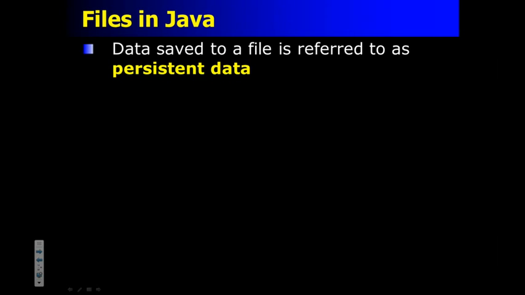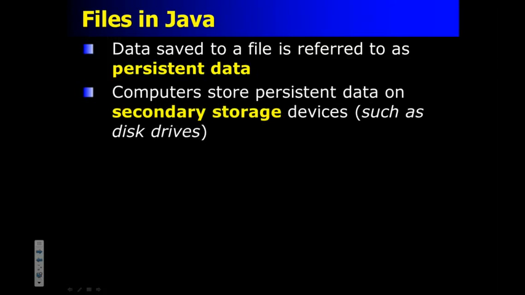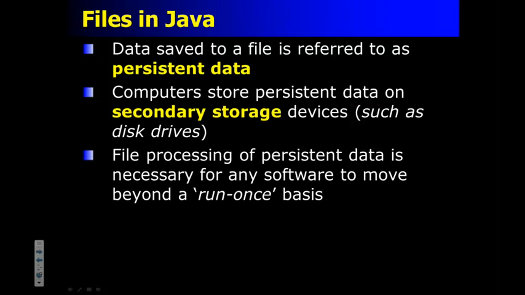So a file is defined as persistent data. Persistent because it sticks around. Computers will store persistent data on storage devices, specifically secondary storage devices such as a disk drive. The processing of this persistent data is necessary so that your software can go beyond just software that runs once. So in other words, it can remember things for the next time it runs. Like, for example, a set of high scores would be in a game.